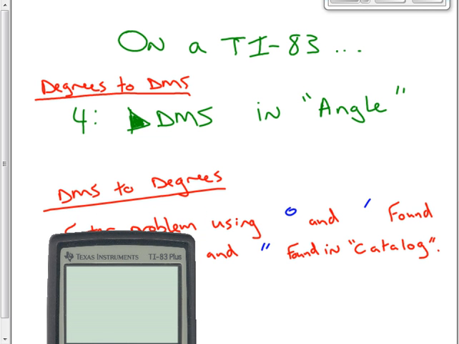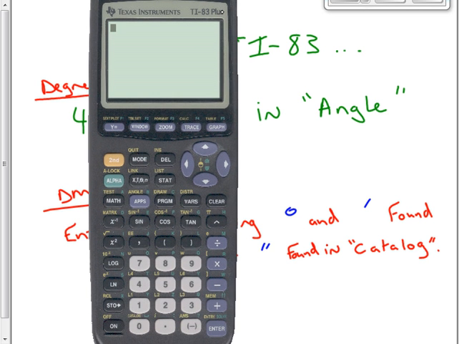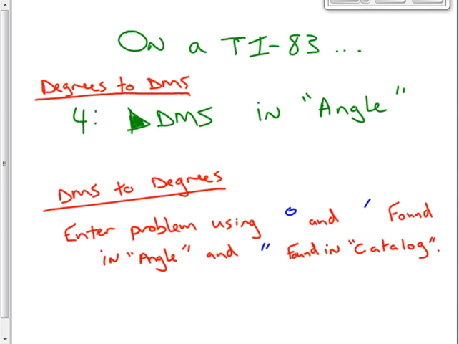So you're going to put in whatever you have for your decimal degrees. You're going to put in whatever your degrees were, and then you're going to go to angle 4, which is degrees, minutes, seconds, and it's going to change to that. Then you're going to hit enter on that until it gives you the degrees, minutes, and seconds.